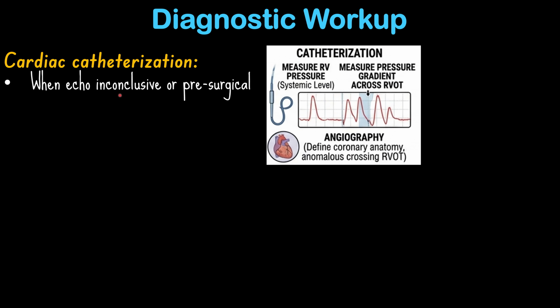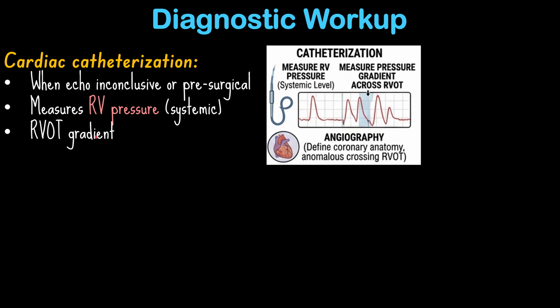Cardiac catheterization is indicated when echocardiography is inconclusive or before surgical repair. It measures right ventricular pressure, which is at systemic level, the pressure gradient across the outflow tract, and the pulmonary artery pressure.